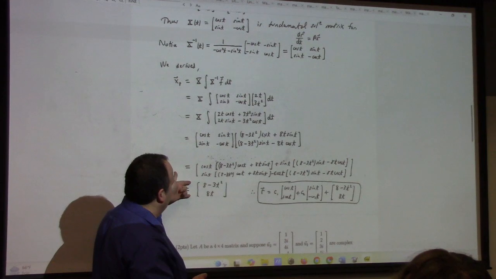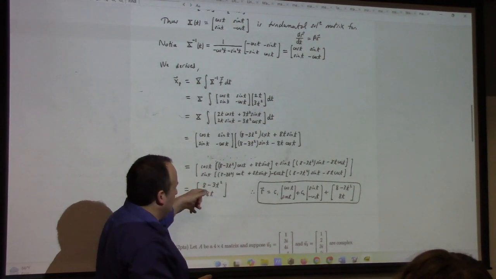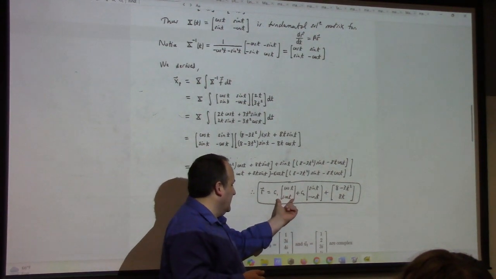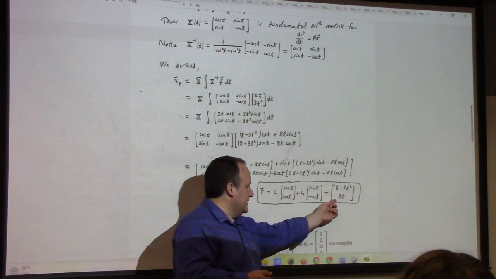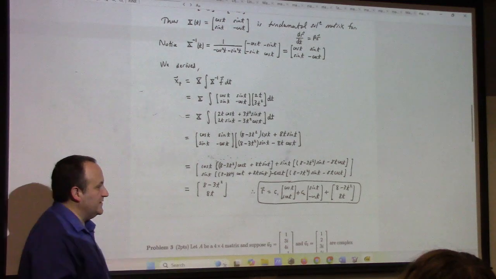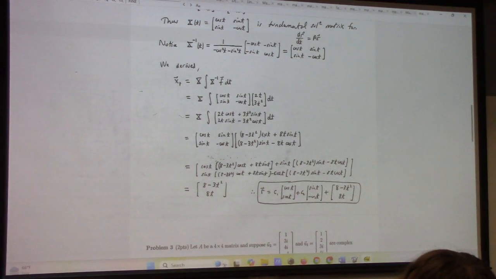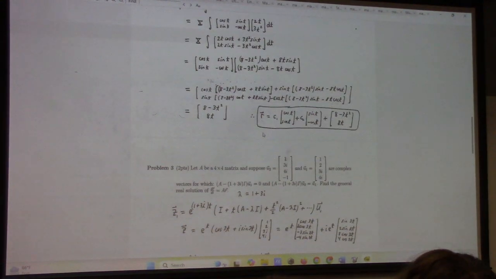So yeah, the solution is a constant times the real part, a constant times the imaginary part, plus this particular solution. That would be the solution in this case. All right. But again, I don't see myself asking this problem on the test because I think it's a little bit too long.